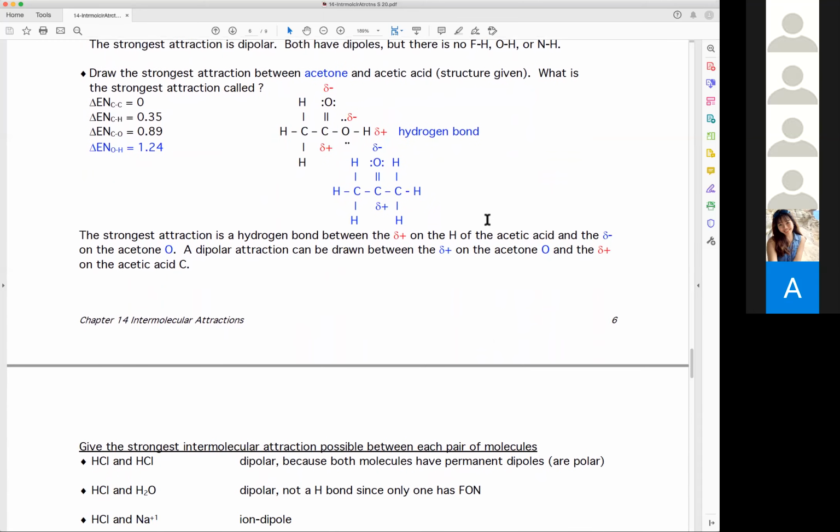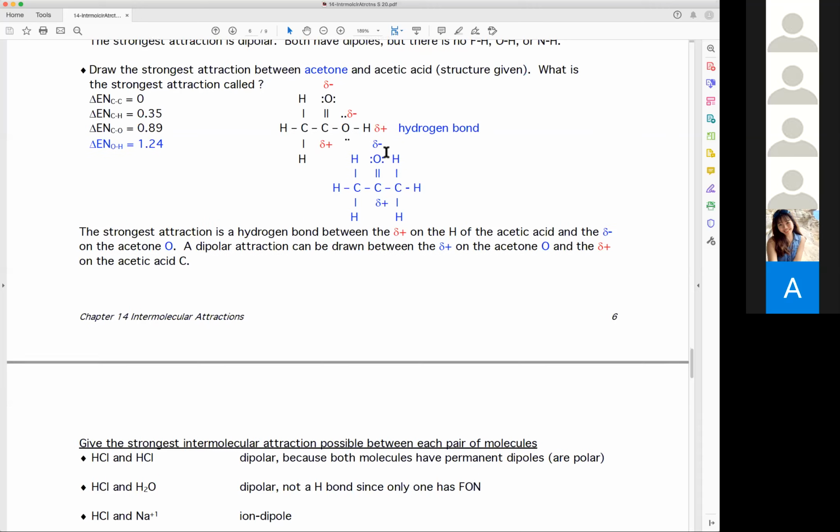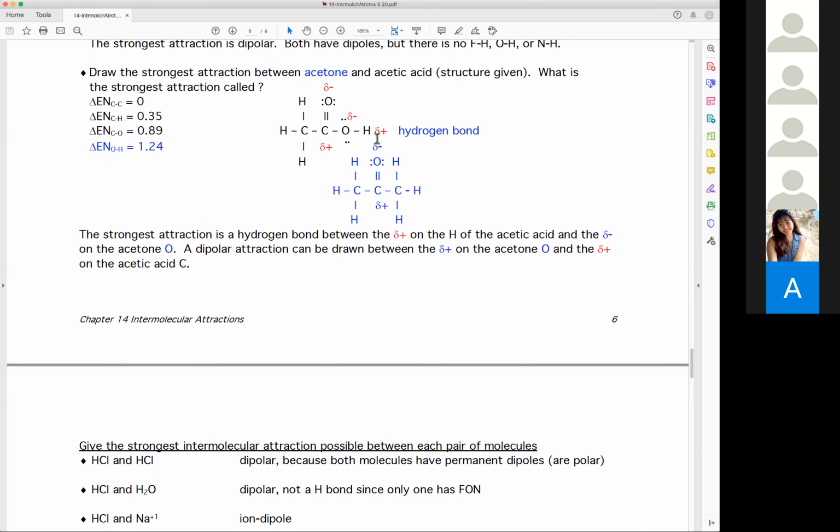What about between acetone and acetic acid? So here's acetone, and I gave you the structure for acetic acid. Remember, if I take that hydrogen off, it becomes acetate. So here's a dipole here, and a dipole here, and the rest is nonpolar. So here's the partial positive being attracted to that partial negative. Is this a hydrogen bond? Here's the oxygen in one molecule. What do I need in the other molecule? An FH, an OH, or an NH. Well, here's my OH. So that's a hydrogen bond.